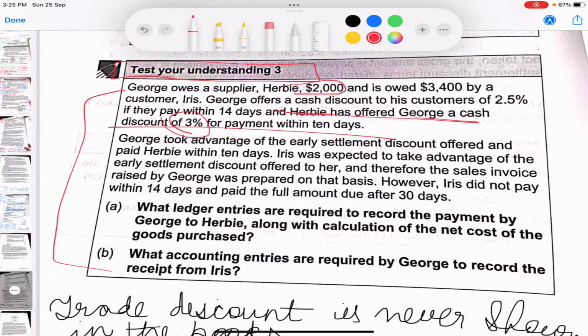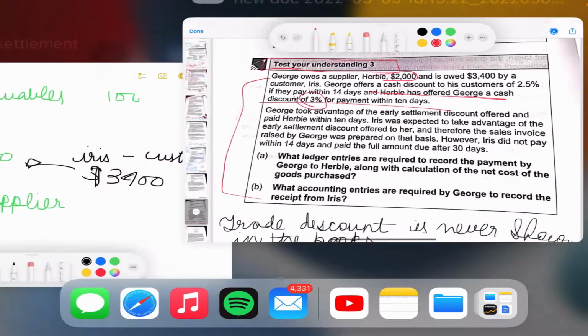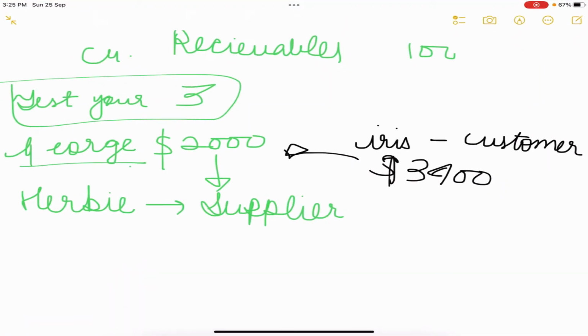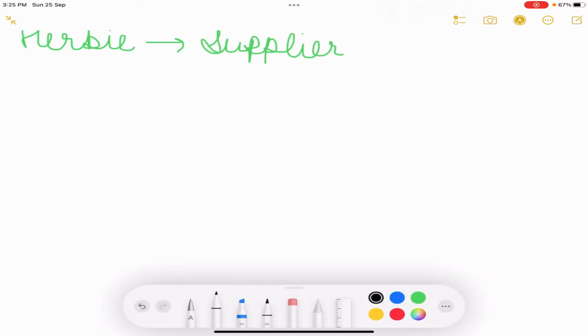So George took advantage and paid within the 10 days. So now let's see. It's clear in the question that the payment was made within 10 days, which means the discount has been given. Now let's see what. So what was the initial entry when we sold the goods to George? So what happened? We are George. So we are going to write the journal entries in our perspective. So what will the journal entry be?